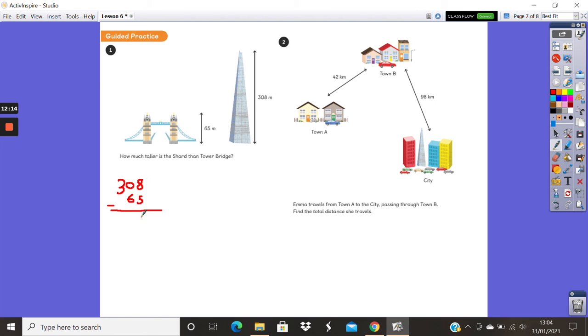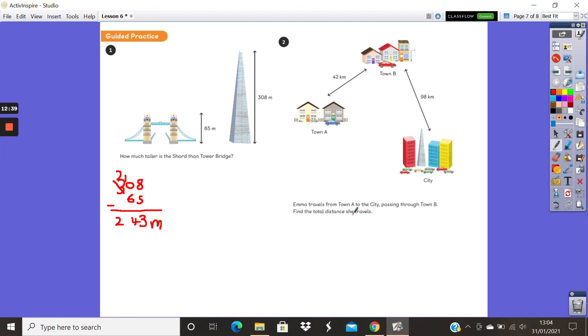Okay, 8 take away 5 is 3. 0 take away 6. Now I know that 6 is bigger than 0, so I need to go into my hundreds and take 100 and put it in the tens column to make it 10. 10 take away 6 is 4, and then 2 take away nothing is 2. So the Shard is 243 metres taller than the bridge.